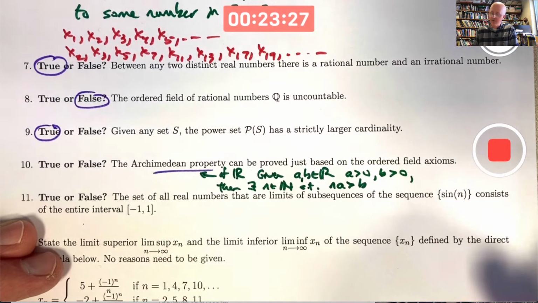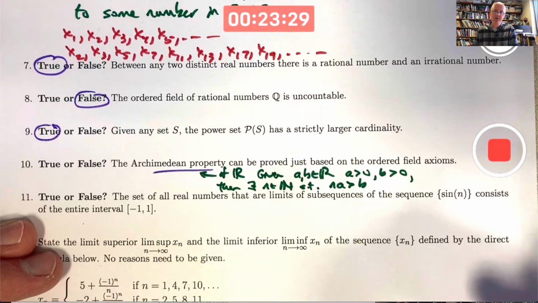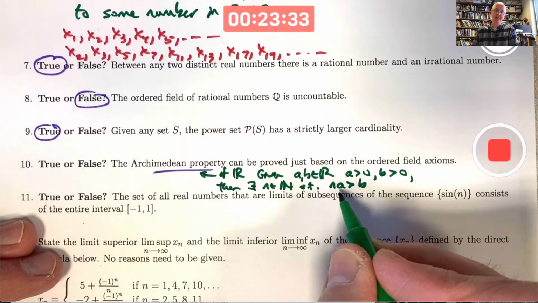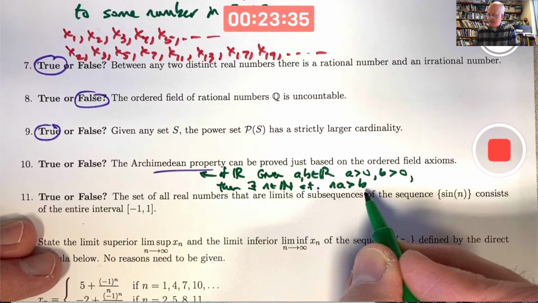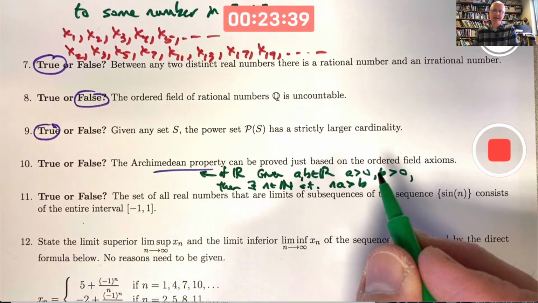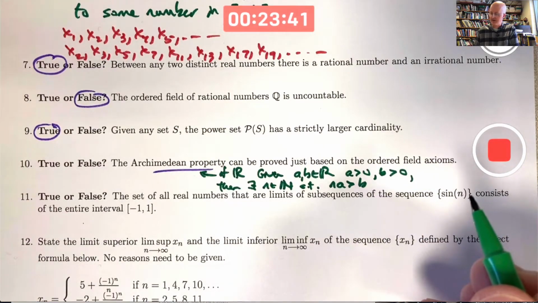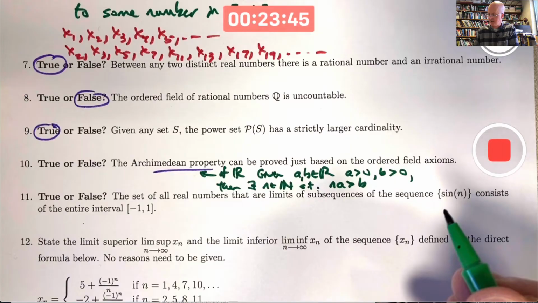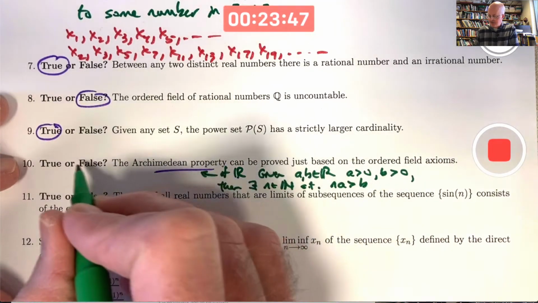A could be really small, for example. B could be really large. There's some natural multiple of A that is bigger than B. Can this be proved just based on ordered field axioms, meaning you've got a set that is both an algebraic field and an ordered field that's got an ordering that respects the field properties? That turns out to be false.